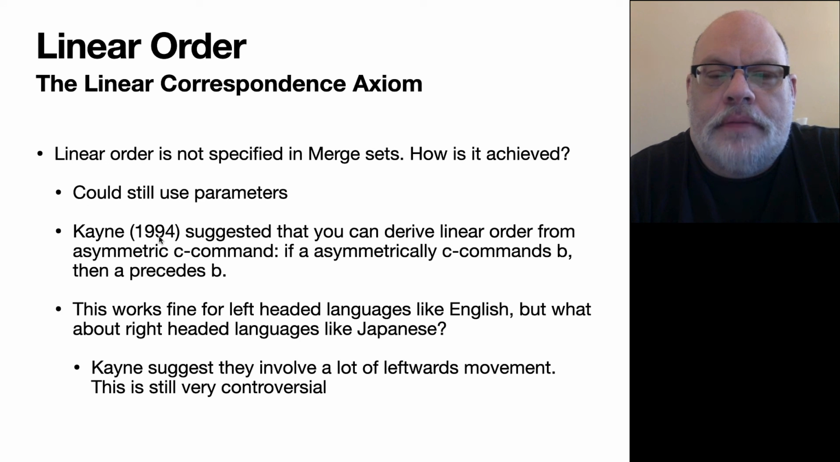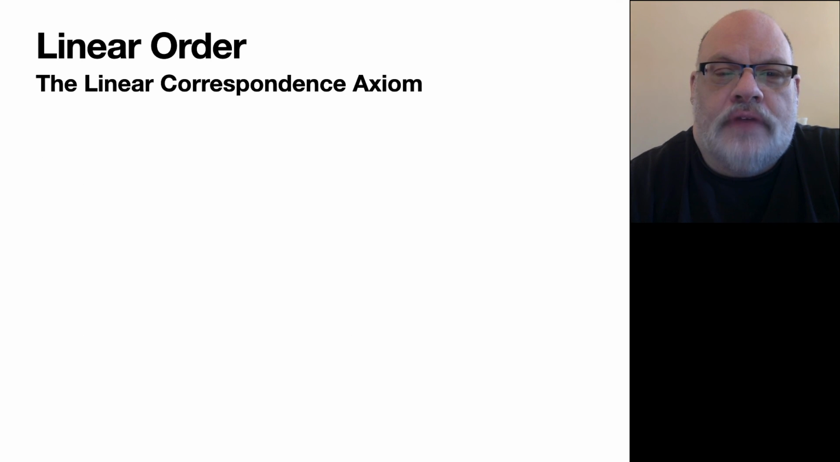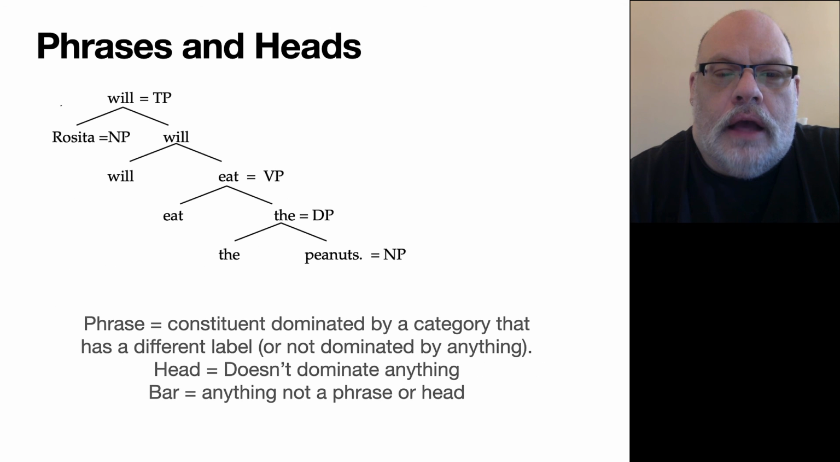Richard Kayne, back in a paper in 1994 called The Antisymmetry of Syntax, suggested that you can actually derive linear order from asymmetric c-command. Effectively, if one element asymmetrically c-commands another, then it precedes it. So if we go back to our tree from a second ago, will asymmetrically c-commands eat, so will precedes eat. Eat asymmetrically c-commands the, so eat will precede the.